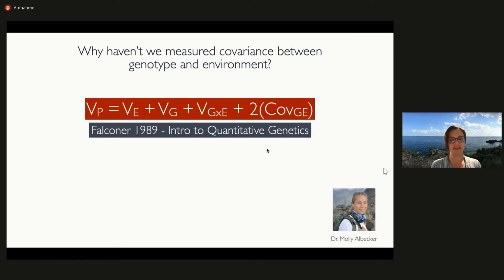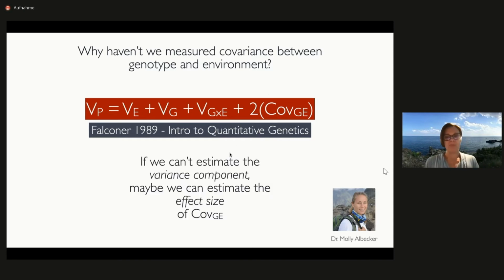So in 1989, Falconer pointed out in the Intro to Quantitative Genetics textbook that phenotypic variance is broken up into environmental variance, genetic variance, genetic by environment interactions, and this COVE-GE. Falconer didn't really describe how to estimate it in the presence of residual variation and G by E, and didn't describe what to do if COVE-GE was negative. So to our knowledge, no one has actually estimated this variance component.